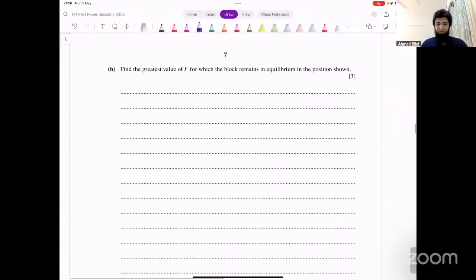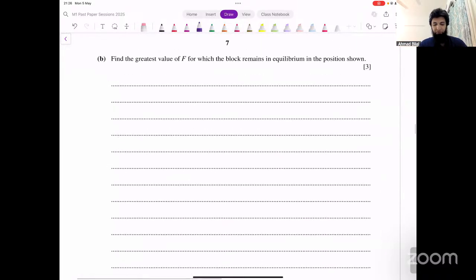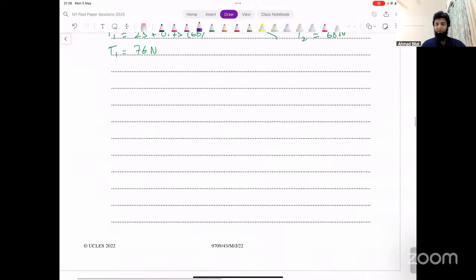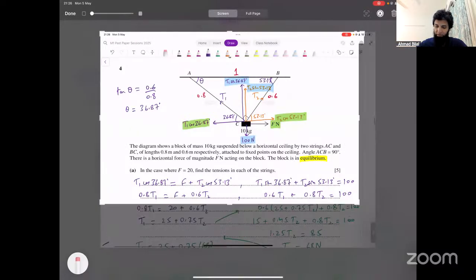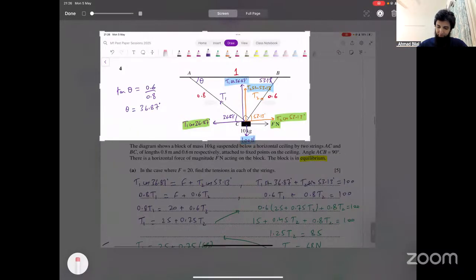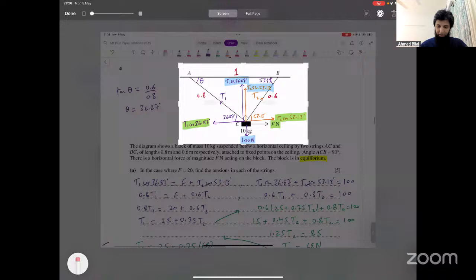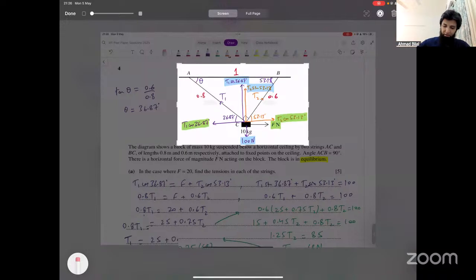Let's move on. Now it says find the greatest value of F for which the block remains in equilibrium in the position shown. How do you think about this now? Let me just copy this diagram there. These are the forces that are acting.